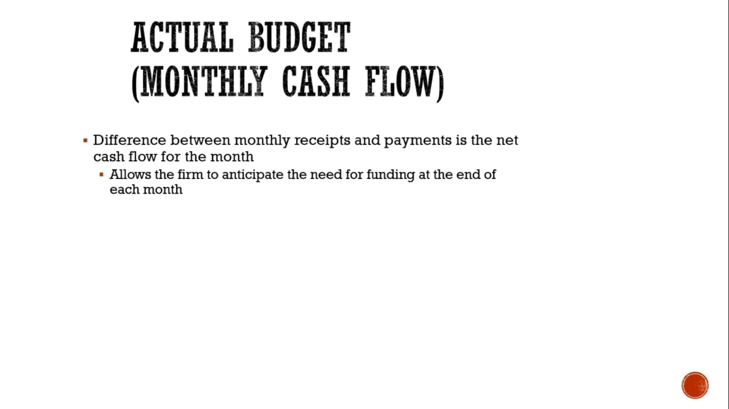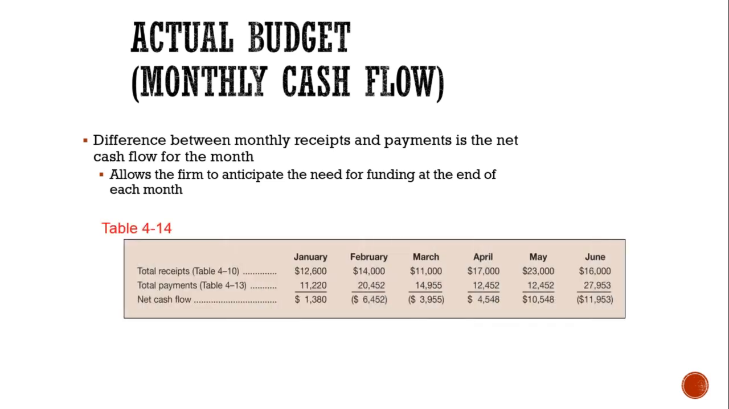Actual budgeted monthly cash flows. The difference between monthly receipts and payments is the net cash flow for the month. It allows the firm to anticipate the needs for funding at the end of each month. So you can see total receipts minus total payments will give you your net cash flow for each month.